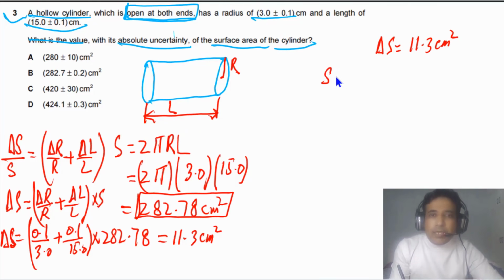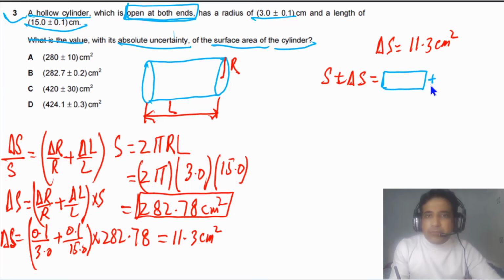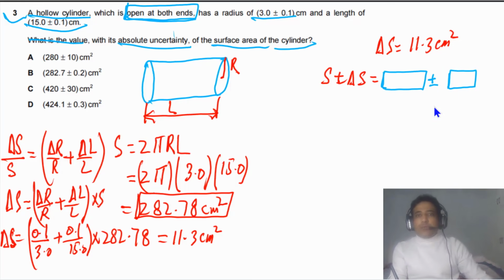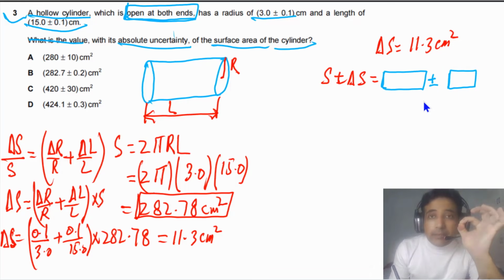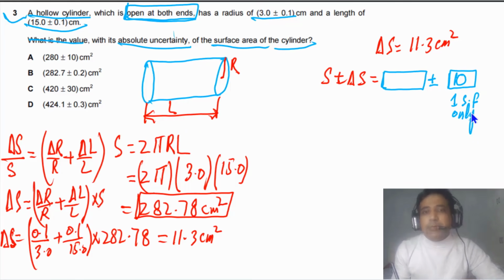Now we need to write down S plus minus delta S in this form, the surface area with its absolute uncertainty. Now this part is a little bit tricky. Here we will have the value of S plus minus the absolute uncertainty. Absolute uncertainty, you have to write down up to 1 SF only at AS level. So up to 1 SF, how can we write this? Up to 1 SF, we can write this as 10. One thing you need to understand, it should have 1 SF only. You have to follow this rule at AS level, 1 SF.